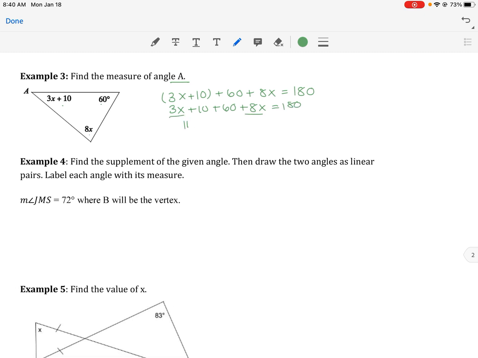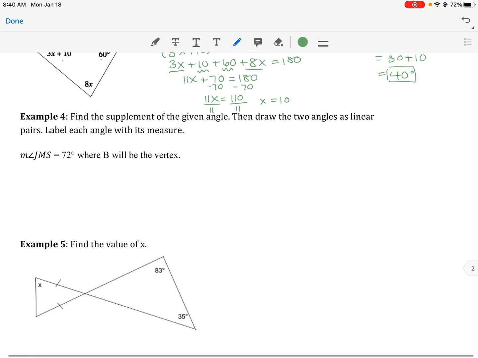Combine your like terms, so we get 11x plus 70 equals 180. Subtract 70 from both sides. 11x equals 110. Divide both sides by 11. X equals 10. So this time, if you're finding the measure of angle A, we're going to do 3 times x, which is 10, plus 10. So we get 30 plus 10. So the measure of that angle is actually 40 degrees. Which in this case, that makes sense, right? It's less than 180.